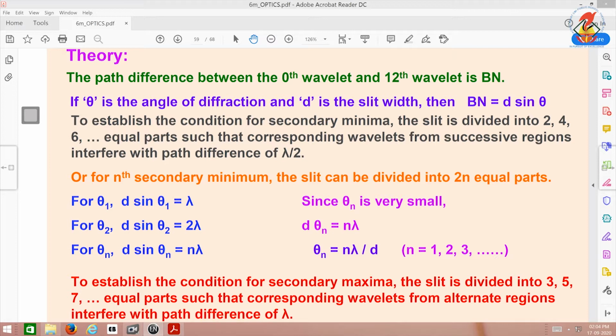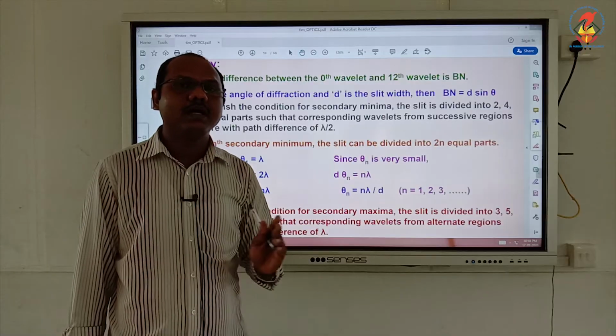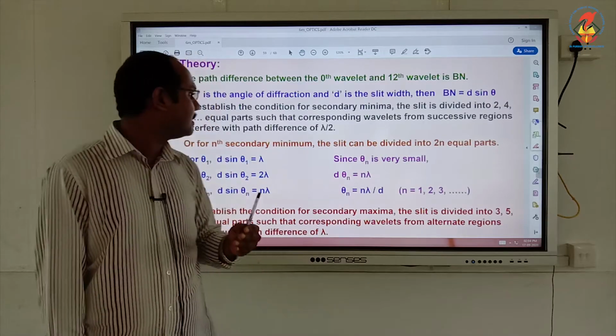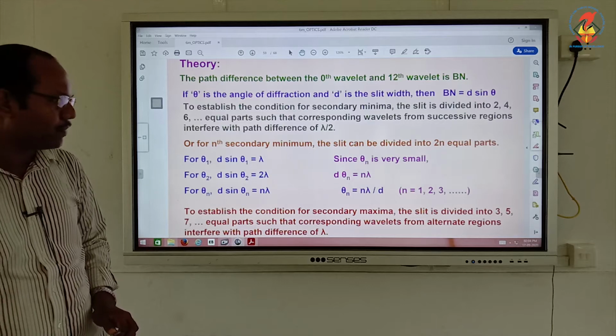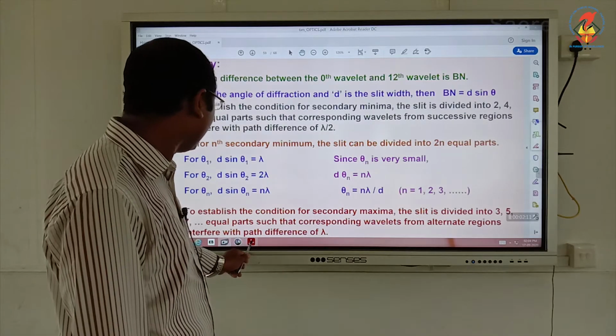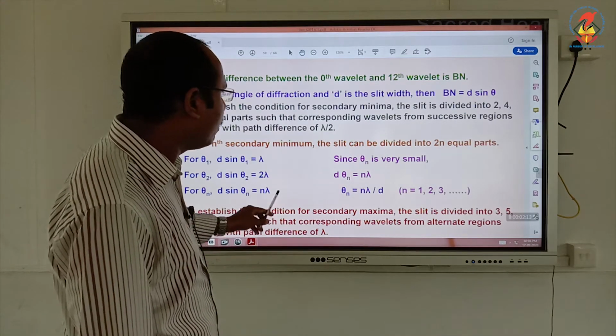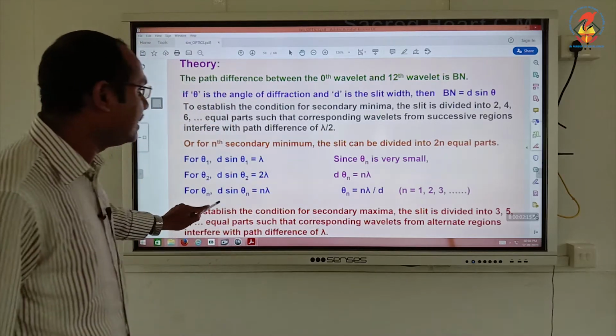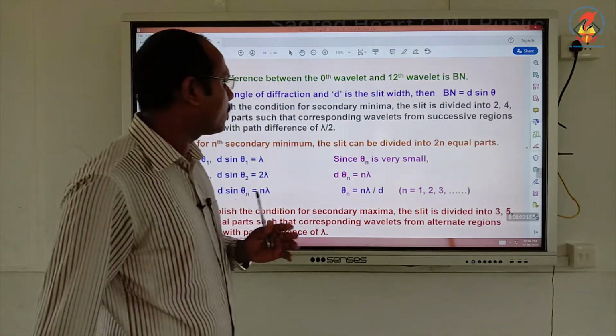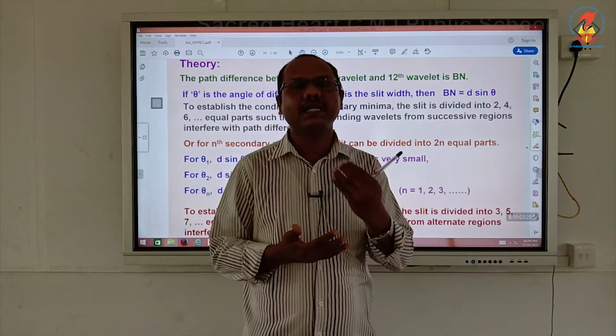Therefore, what can we say? d theta n is equal to n lambda. From there, theta n is equal to n lambda by d. That is the condition for dark fringe, or that is the condition for secondary minimum. Okay. Now, what is the condition for the secondary maximum? So we are going to establish the condition for the secondary maximum.